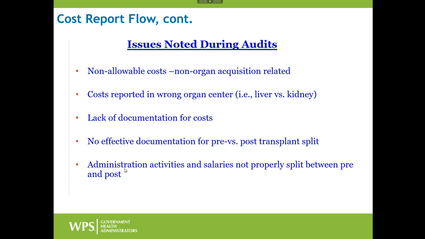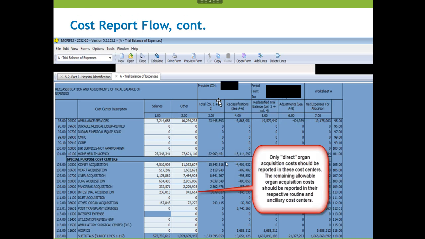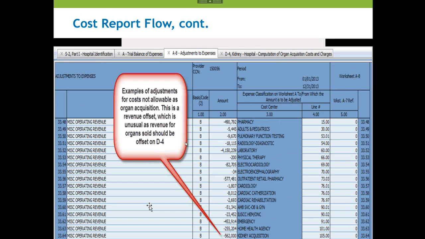Same thing with administrative activities and salaries. They need to be split between pre and post. So again, we talked about how only the direct organ acquisition cost centers are included there.